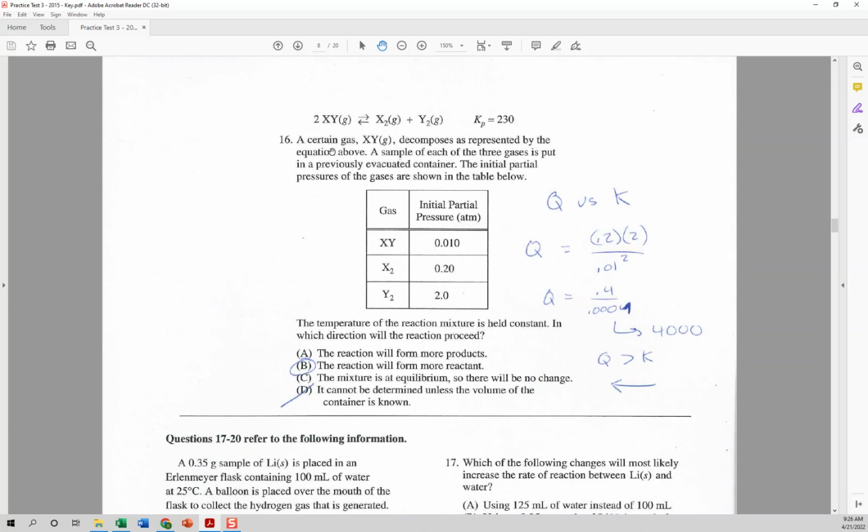All right. So let's look at this. A certain gas, XY, decomposes according to this reaction. They give us our initial amounts, our initial pressures, and they want to know which direction the reaction will proceed. So if we have too many reactants and not enough products compared to the equilibrium position, it'll shift this way. If we have too many products and not enough reactants compared to the equilibrium position, it'll shift this way. So remember, this is a Q calculation. Q is the same expression as K.